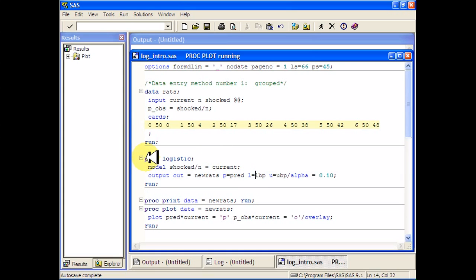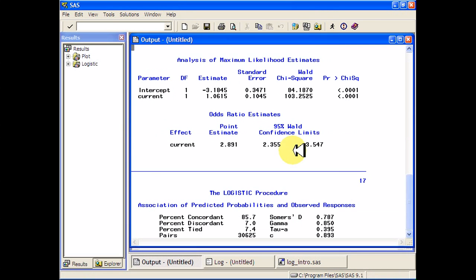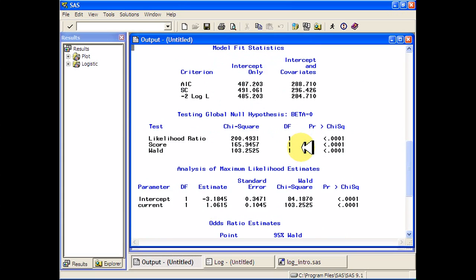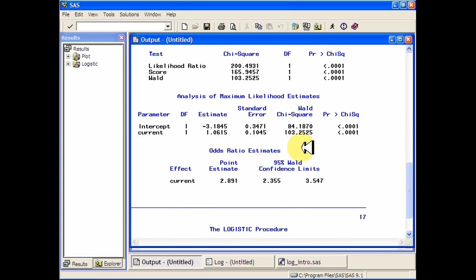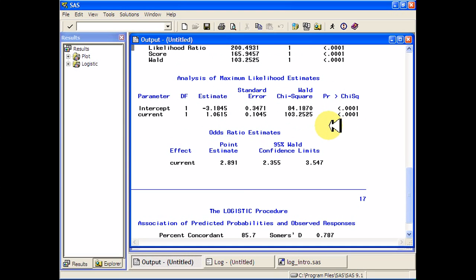So I'll go ahead and run this logistic procedure so you can see what I'm talking about. The output may be a little bit messy, but you have your same parameters and estimates, and these are chi-square values instead of F values for the logistic regression procedure. But the same idea. This tells me whether or not my current variable is really significant, or if we should reduce to the null model, and it is significant.